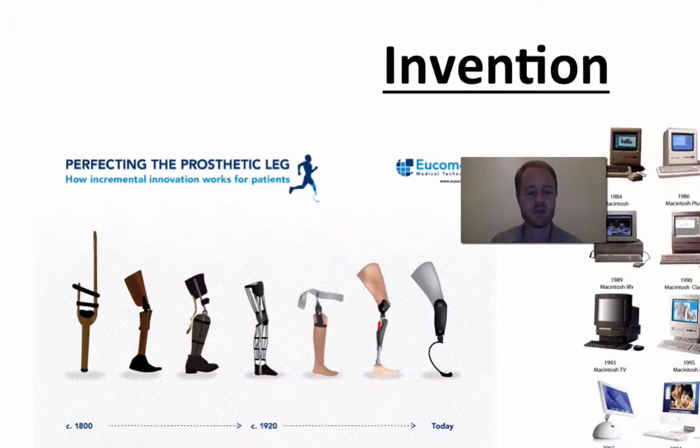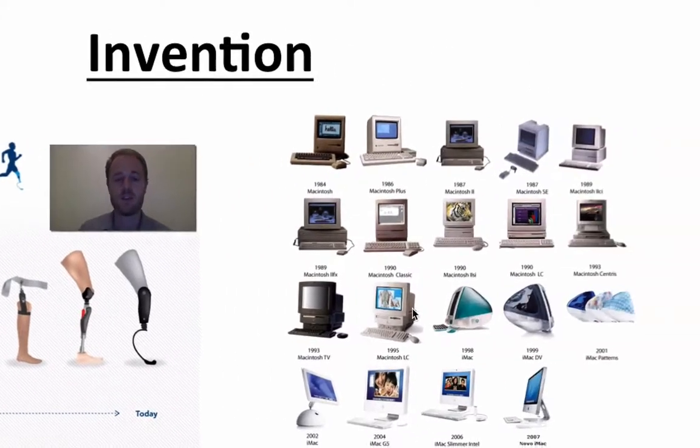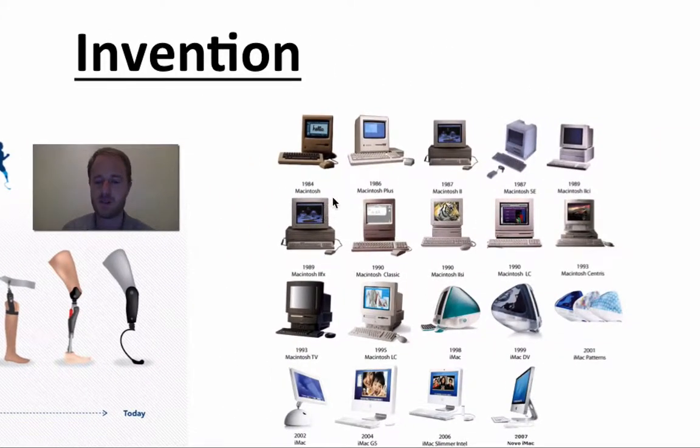If we take a look down below at the first one in the bottom left, we can see the incremental innovation of a prosthetic leg. You can see since the 1800s to today the different changes that it's taken. Also, if we look over at the computers, Apple's computers from 1984 to 2007 and where they are.